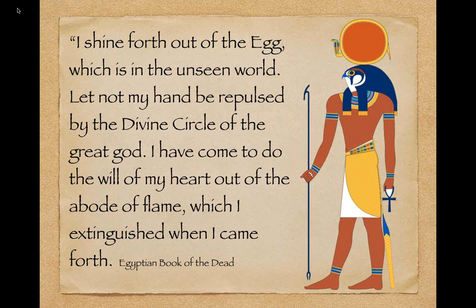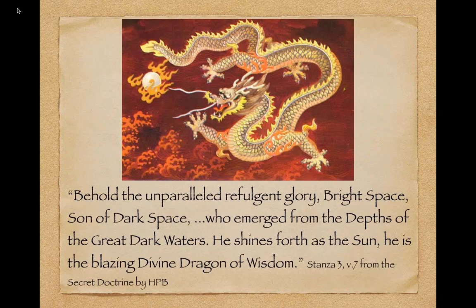Except that the tail and the head are separate here, which suggests a different level of the development here, right? The Secret Doctrine's version of this event is found in stanza 3, verse 7. I love this. "Behold the unparalleled refulgent glory, bright space, son of dark space, who emerged from the depths of the great dark waters. He shines forth as the sun. He is the blazing divine dragon of wisdom." You can't get much better than the stanzas of Dzyan.